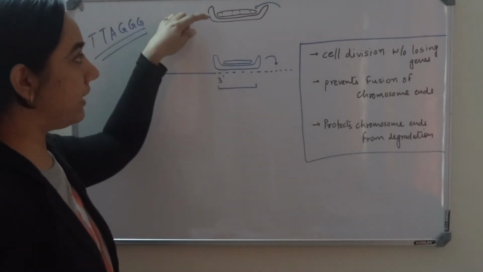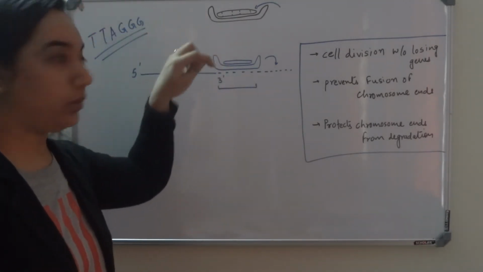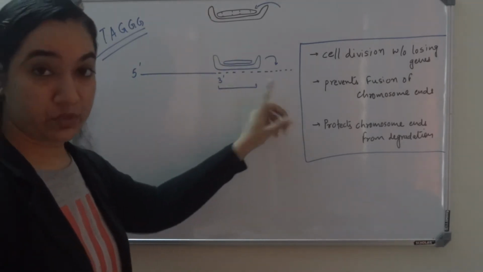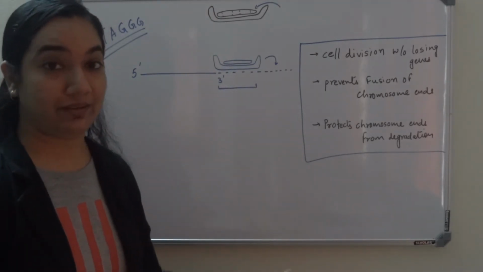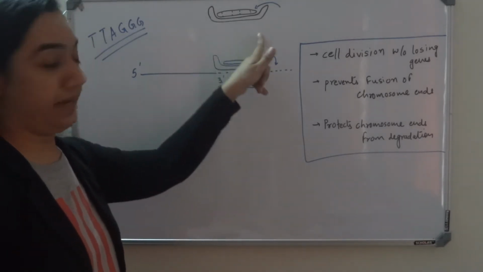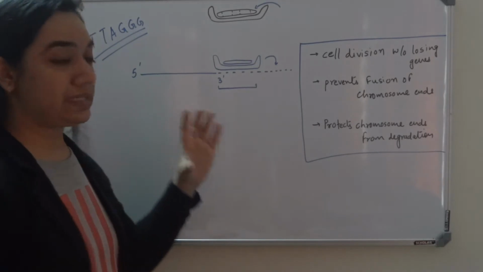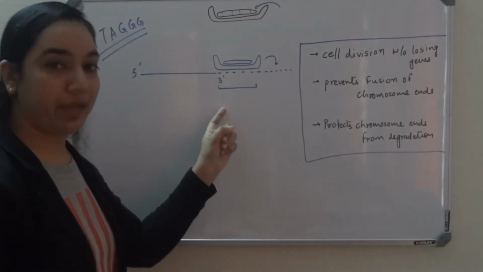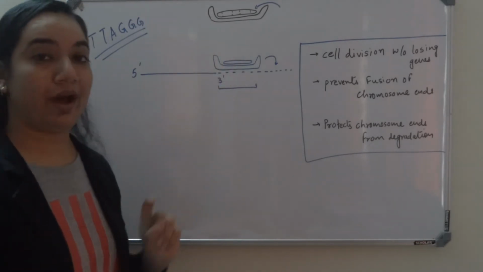It uses the information stored in an RNA template and synthesizes DNA. So it's kind of a reverse transcription taking place over here, synthesis of DNA from RNA. Right? So the telomerase enzyme synthesizes your telomeric sequence at the 3' end using its own RNA template.